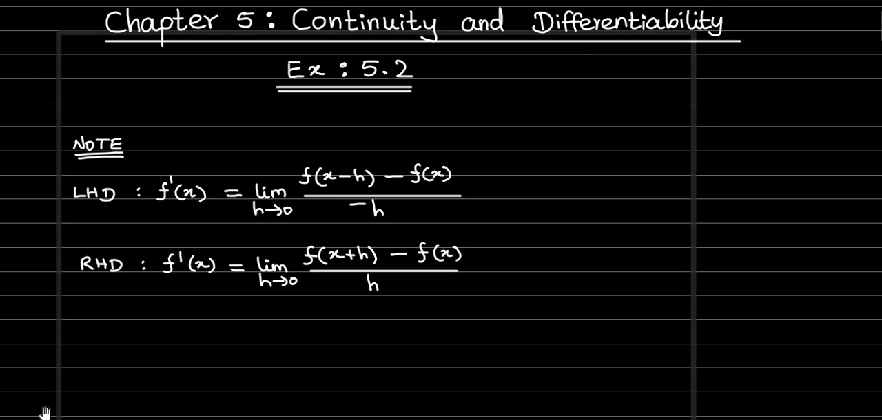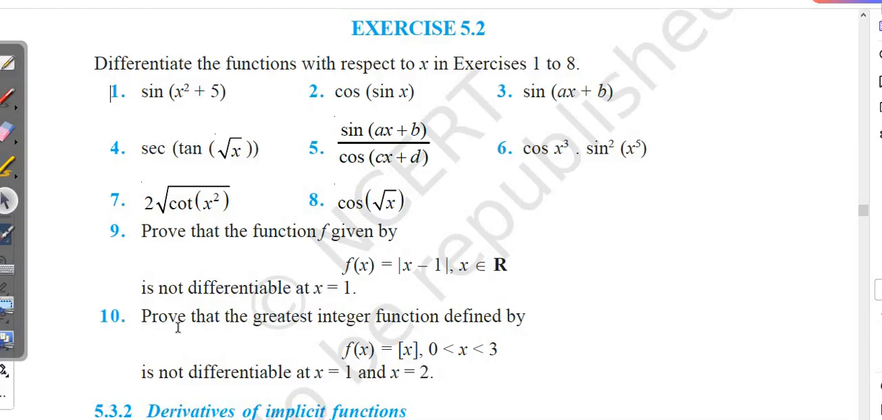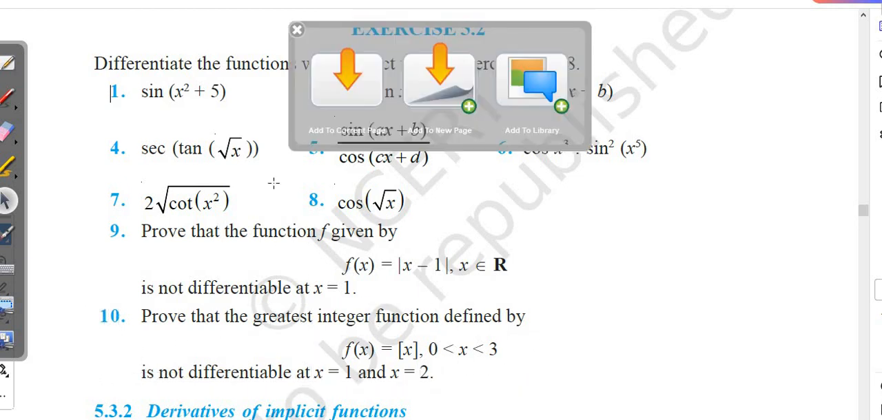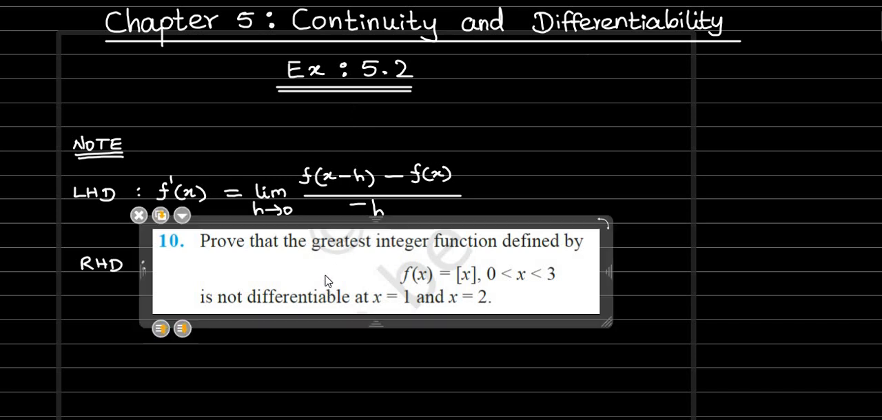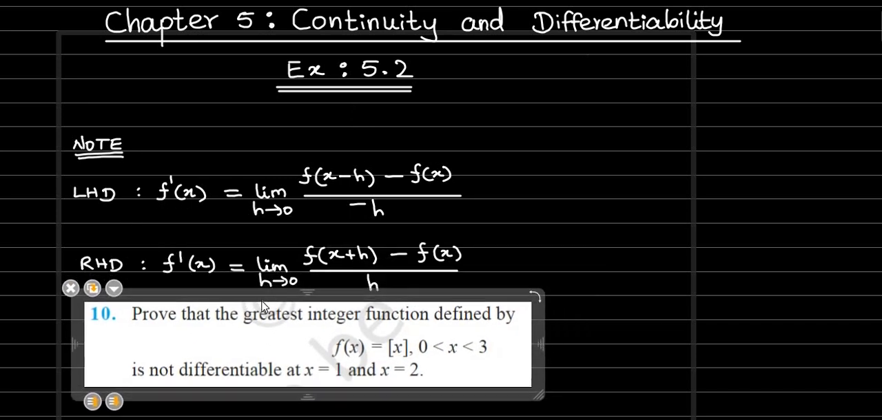In this video, we are going to see for CBSE Maths Grade 12 Standard Chapter 5 Continuity and Differentiability, Exercise 5.2, 10th sum. Prove that the greatest integer function defined by f of x equal to greater integer of x, and here the condition of x is given, is not differentiable at x equal to 1 and x equal to 2. So the given function, that is the greater integer function, is not differentiable at x equal to 1 and at x equal to 2, we have to prove it.